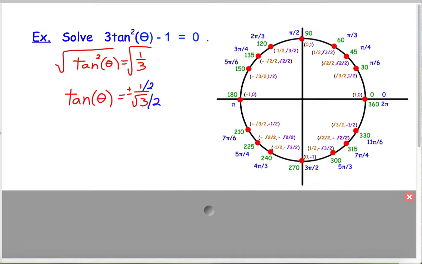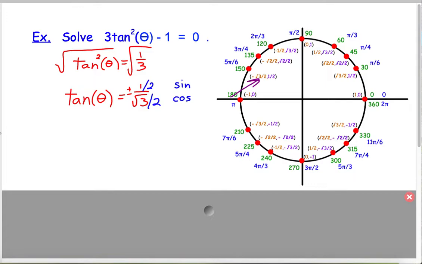And that means what we're looking for is when is the sine equal to plus or minus 1/2, and the cosine is plus or minus root 3 over 2. So that happens at several spots here on our unit circle. So the sine is a half, positive 1/2 right here, and the cosine is root 3 over 2, so it happens here. It also happens across here.